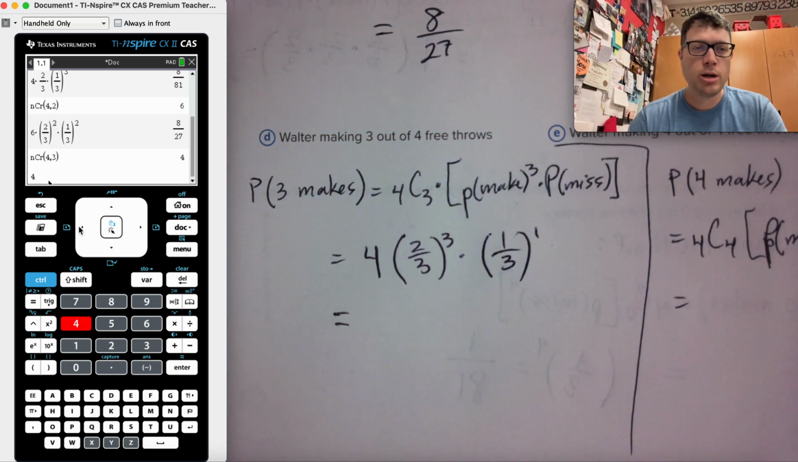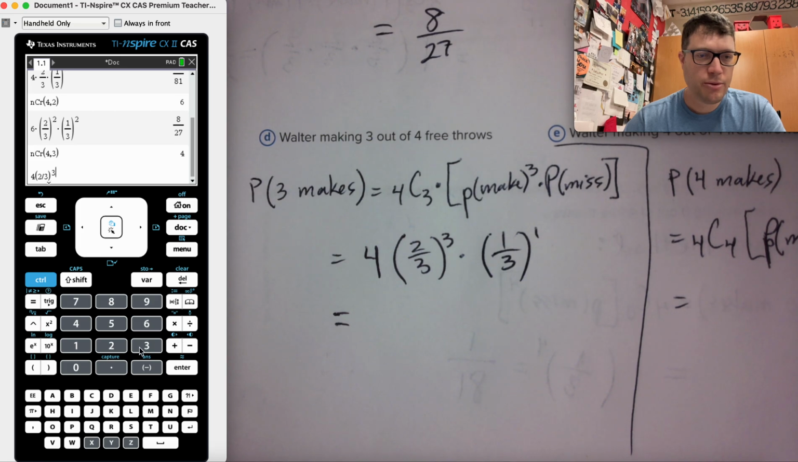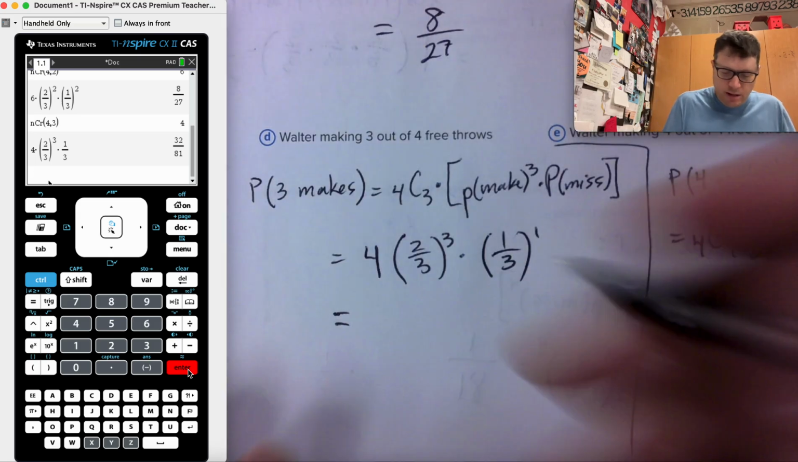So then I have 4 times 2 divided by 3, closed, to the power of 3 times parentheses 1 divided by 3. 32 out of 81.